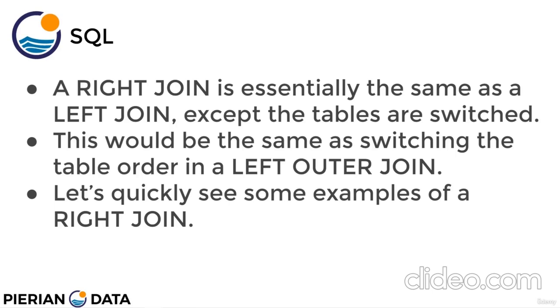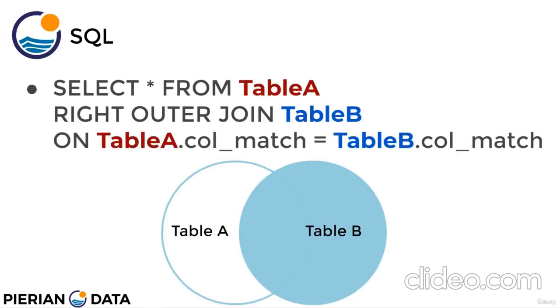So it really depends on how you think about the tables and what order they come in your mind. Whether table A is on the left, table B is on the right, or if table B is on the left and table A is on the right. So I want to quickly show you some examples through a Venn diagram.